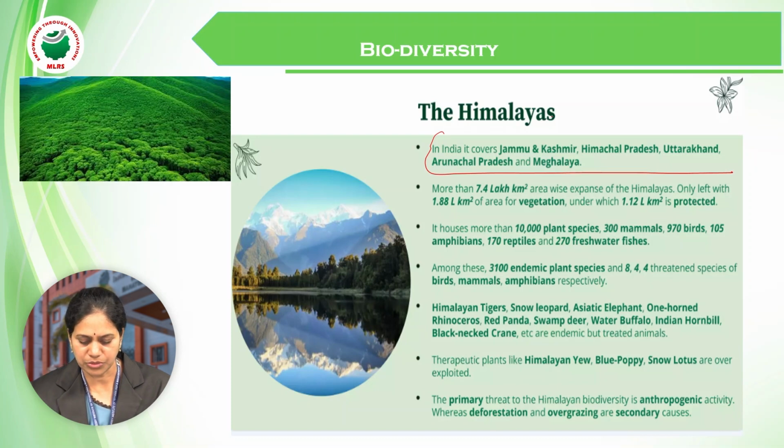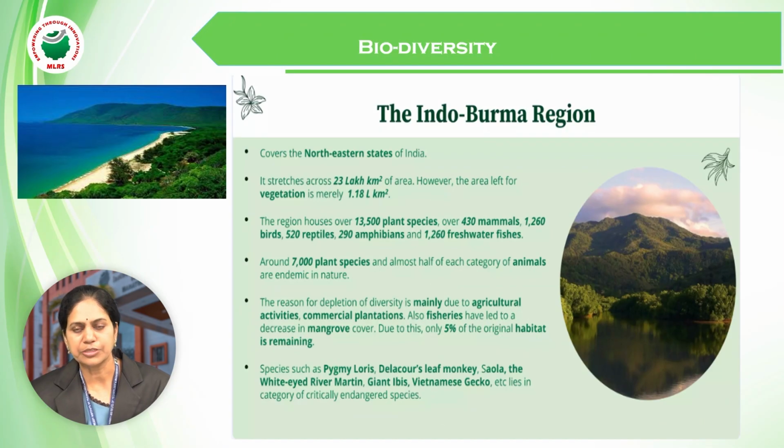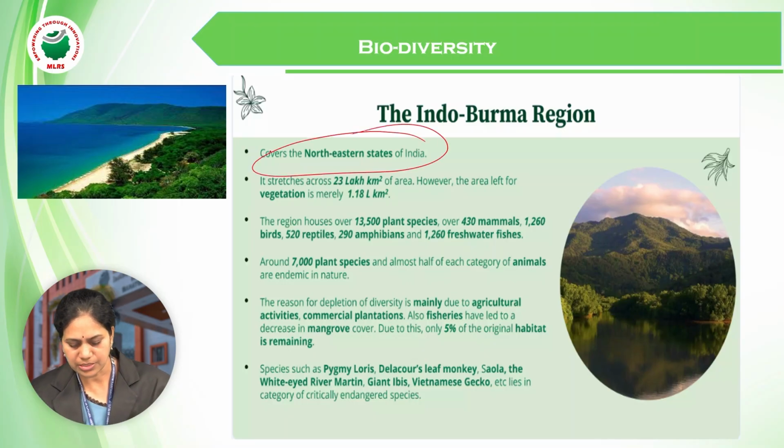So the Himalayas is one of the hotspots. Many species are found here, and still counting; the number has been increasing. Next, we have the Indo-Burman region, which covers the northeastern states of our country. These places are also rich with biodiversity. The amount of life present here is abnormally rich, so we call it a hotspot, one of the biodiversity hotspots in our country.